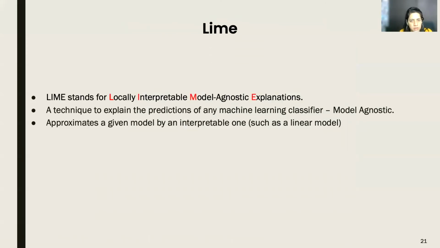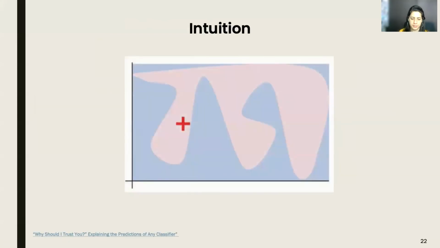There's another post-hoc technique called LIME. LIME stands for Local Interpretable Model-Agnostic Explanations. And as the name suggests, this is a local technique, so it can only be used locally. Again, this explains the predictions of any machine learning classifier. It's model agnostic. You can use it for text data, image data, or tabular data. And it's a pretty interesting concept.